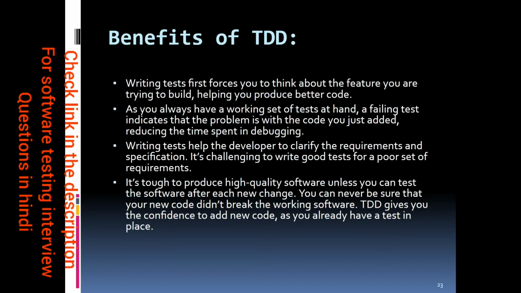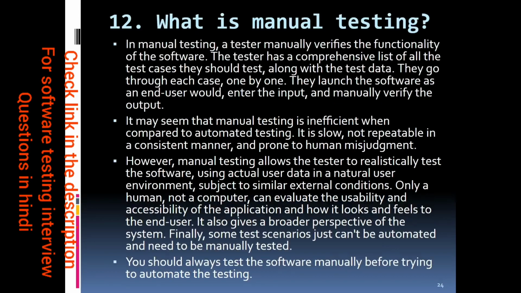Test writing helps the developer to clarify the requirements and specification. It challenges you to write good tests for a poor set of requirements. It's tough to produce high quality software unless you can test the software after each new change. You can never be sure that your code didn't break the working software. TDD gives you the confidence to add new code as you already have a test in place.